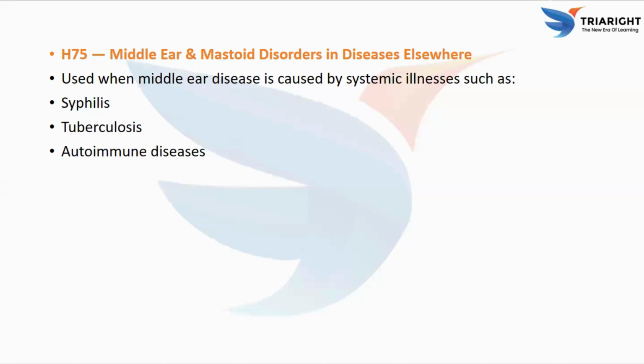So this ensures the correct sequencing, to always code the systemic disease first. If the middle ear condition occurs because of an infection or allergy, you should not use H75. H75 is only for the conditions that occur because of diseases outside the ear, right? So this is about the H75 code category description.